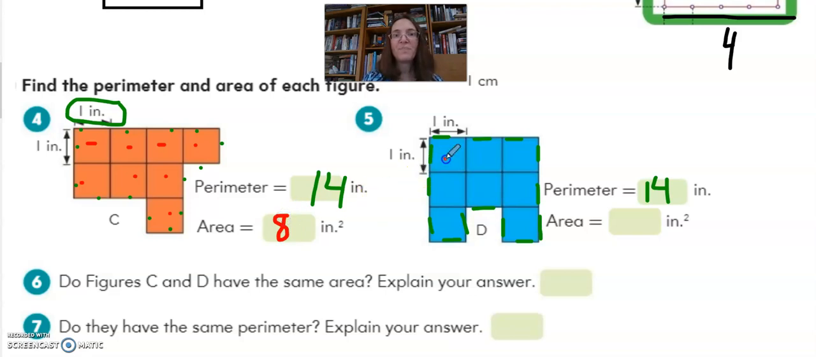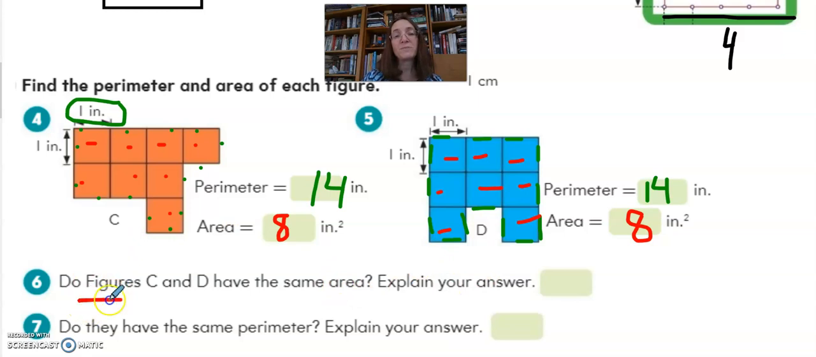How about the blue one? 1, 2, 3, 4, 5, 6, 7, 8. I predicted wrong. They do have the same area. So different polygons could have the same perimeter and different areas, or the same perimeter and the same area.